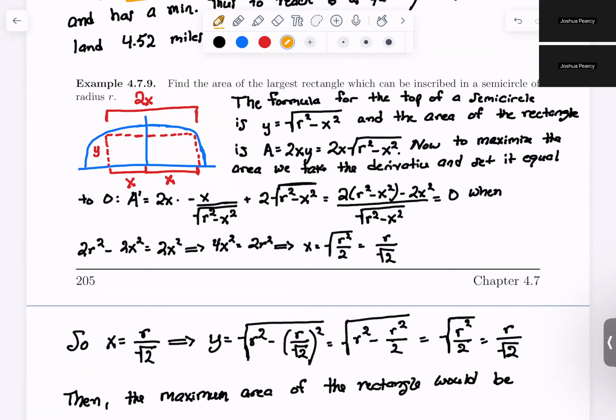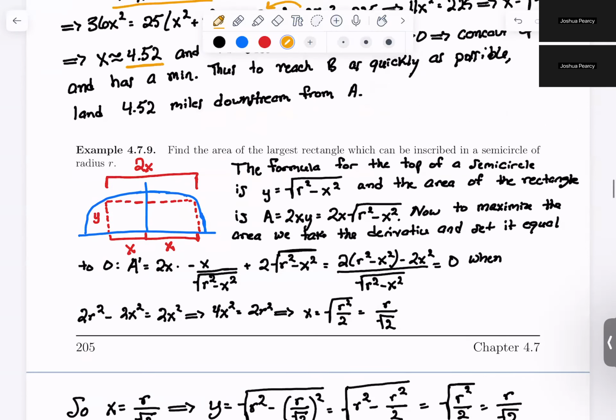So first thing we need to do is define the formula for the top of a semicircle. If you go back to the equation of a circle, remember a circle has x squared plus y squared equals r squared, right? So all I did here was I solved for y, and I just took the positive square root. That's what I did to solve for the top portion of the semicircle.